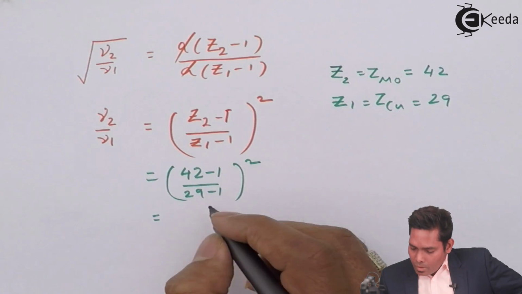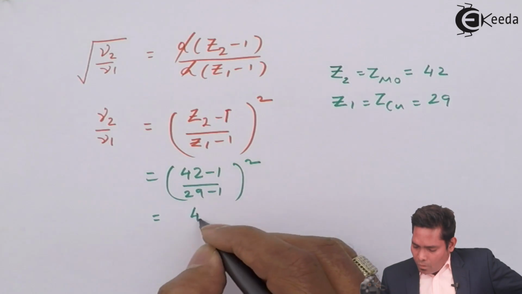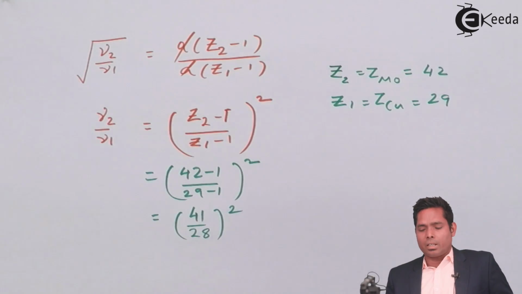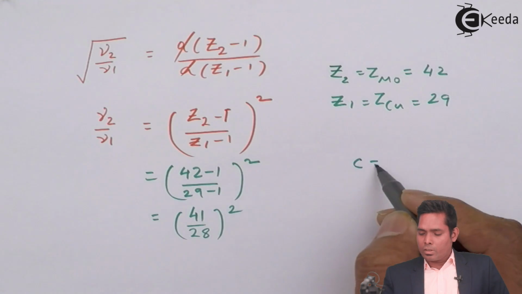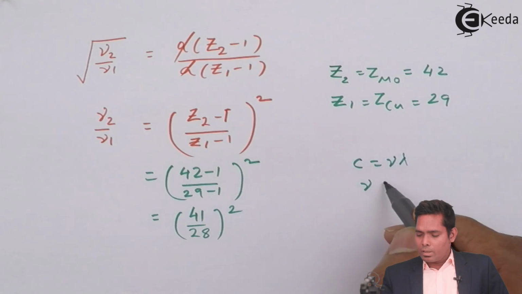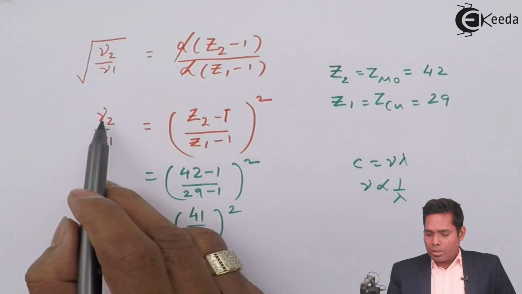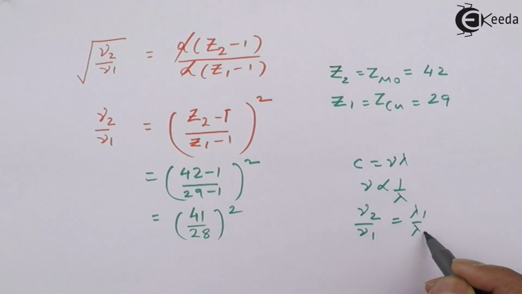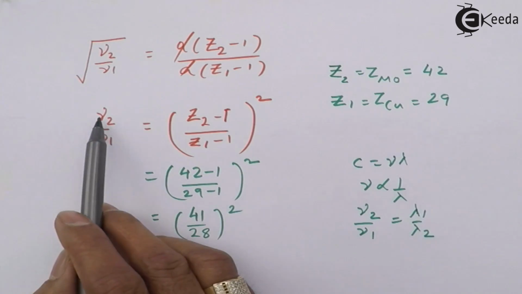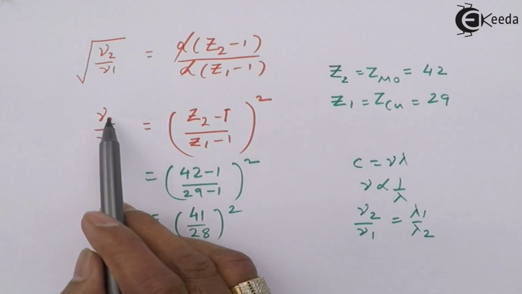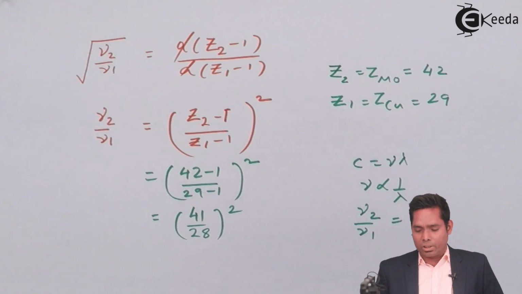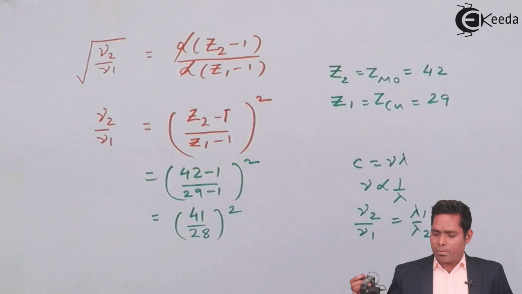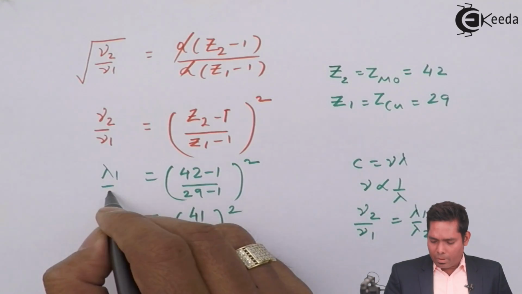This becomes (41/28)². Velocity is frequency times wavelength, so frequency is inversely proportional to wavelength. So this frequency ratio mu2 over mu1 can be thought of as lambda 1 over lambda 2, because it is the inverse ratio, which equals the wavelength ratio. That means the frequency ratio 2:1 is the same as the wavelength ratio lambda 1:lambda 2.